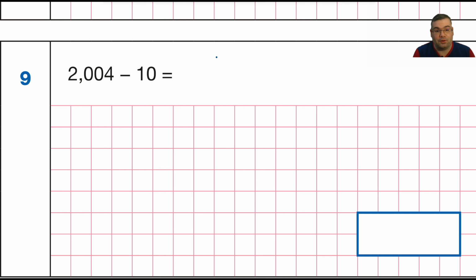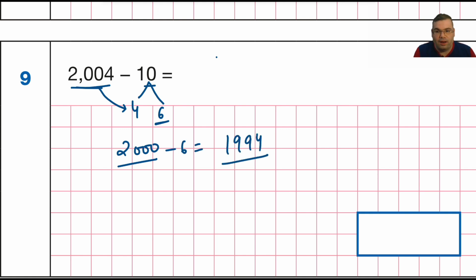So this is the next question. 2004 take away 10. Here we just see which number we should subtract from this to make it the nearest 1000. So here we can see we should subtract 4. So let's just break this 10 as 4 and 6. Right? So first of all, 2004 take away 4, it becomes 2000. Now we are left with 6. So now again subtract 6 from this 2000. So we will get 1994. So this is very easy.